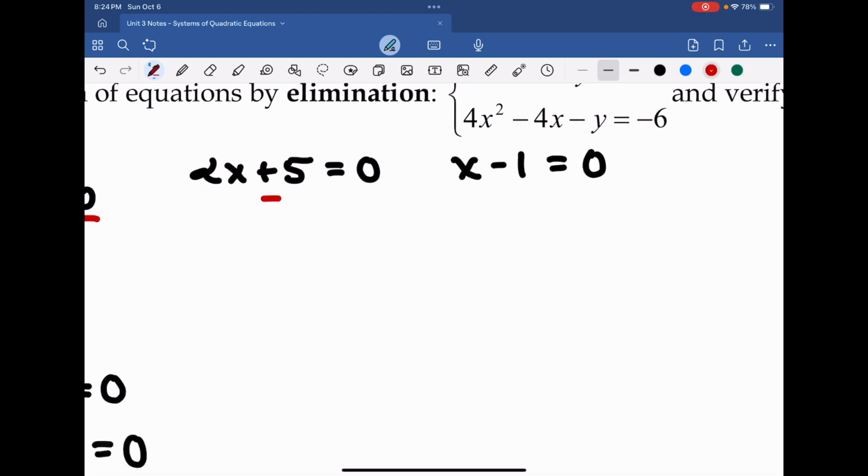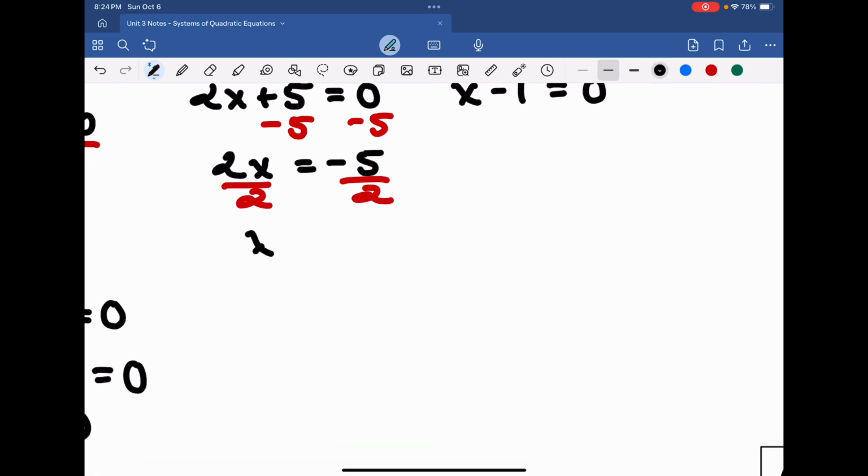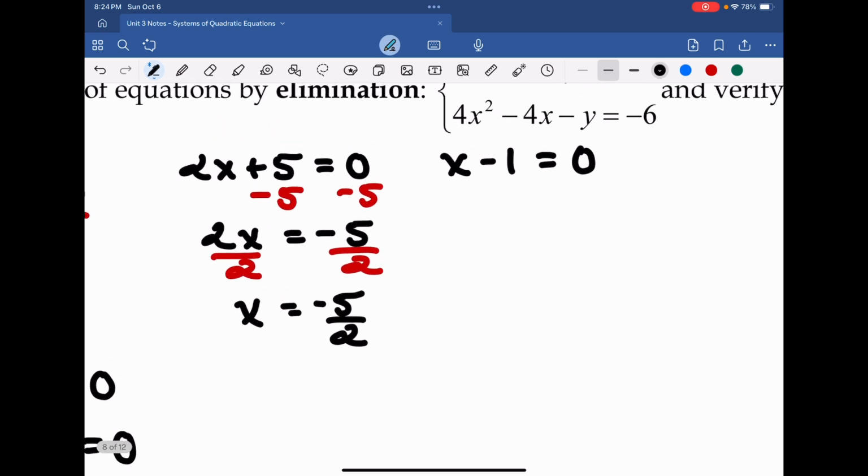Isolating these both for x, we're going to start by subtracting 5 from the left and the right. This gives me 2x is equal to negative 5. I'm going to divide both sides by 2. Therefore, my first x that I'm going to get is equal to negative 5 over 2. My second one, it's very easy. I'm just going to add 1 to both sides. When I add 1 to both sides, I get x is equal to positive 1. Now, I have 2 different x values here.